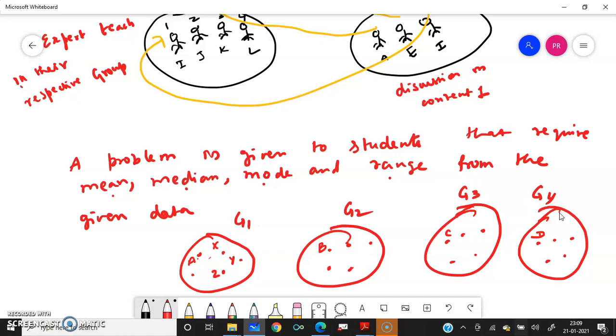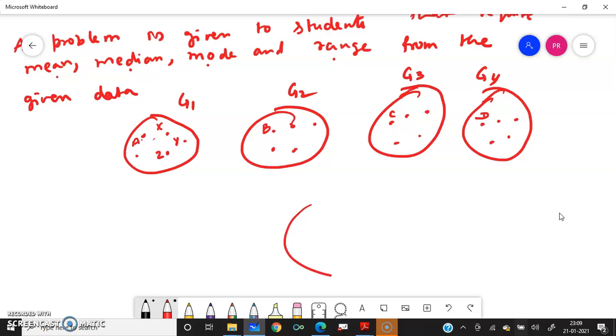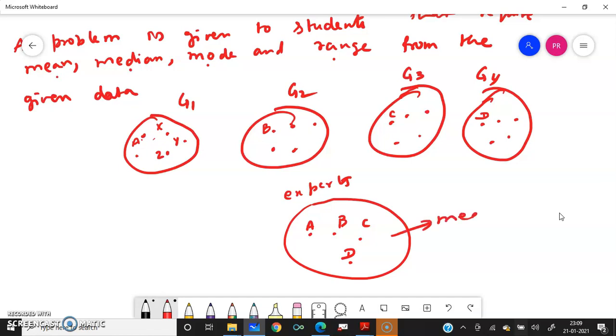the expert group is formed. A is given the topic of mean, and somebody in another group, B, is given the topic of mean, C is given the topic of mean, and D is given the topic of mean. These experts will meet, A, B, C and D. Their topic is mean, and they discuss and learn more about mean.